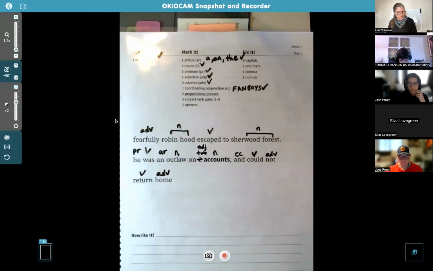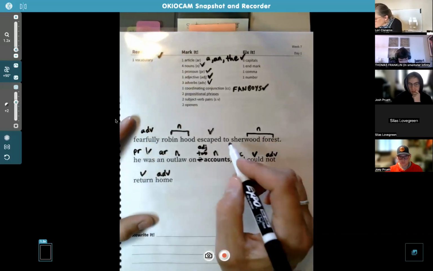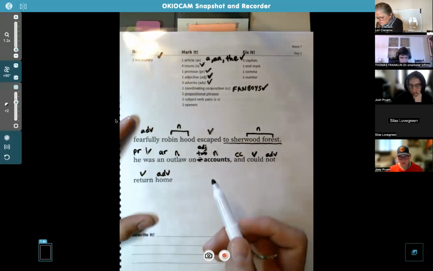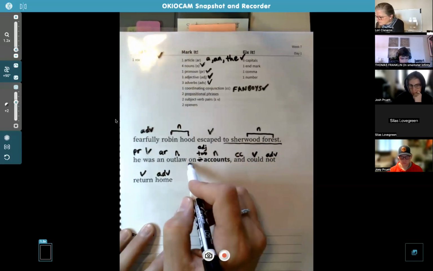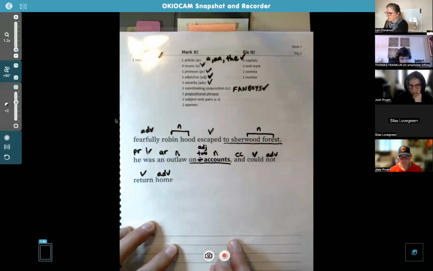Prepositional phrases, and there's a list of prepositions if you need to check that at the back of your book. To Sherwood Forest. Yes, it is. And on to accounts. Yes, awesome. Excellent job, Joey.